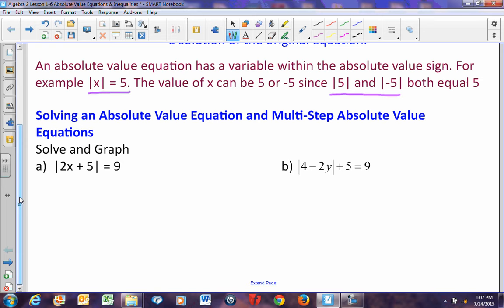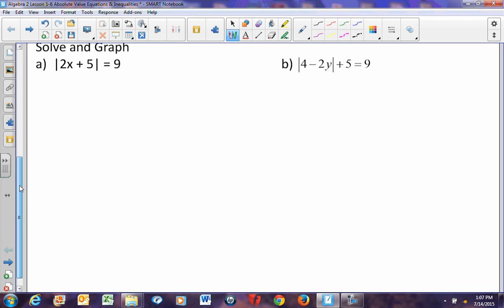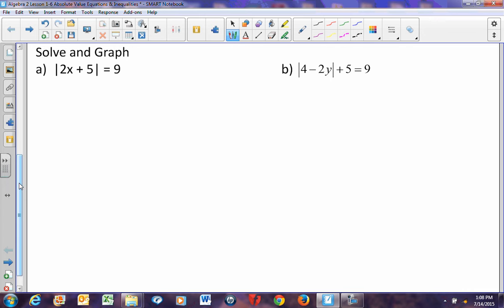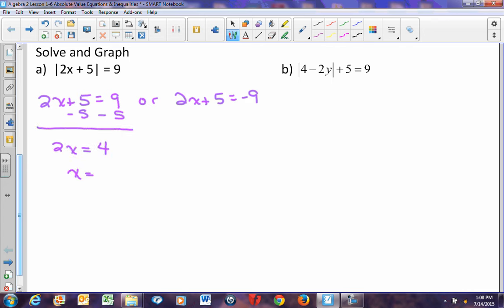For example, if I'm going to solve the absolute value of 2x plus 5 equals 9, I'm going to set this up 2 different ways because I can have 2 different solutions. I have 2x plus 5 equals 9, or 2x plus 5 equals negative 9. Notice when I set it up, the absolute value symbols go away. Okay, so now that I'm solving this, I can solve it 2 times. I have to solve both equations. So I subtract 5, subtract 5, and I get 2x equals 4, so x equals 2.